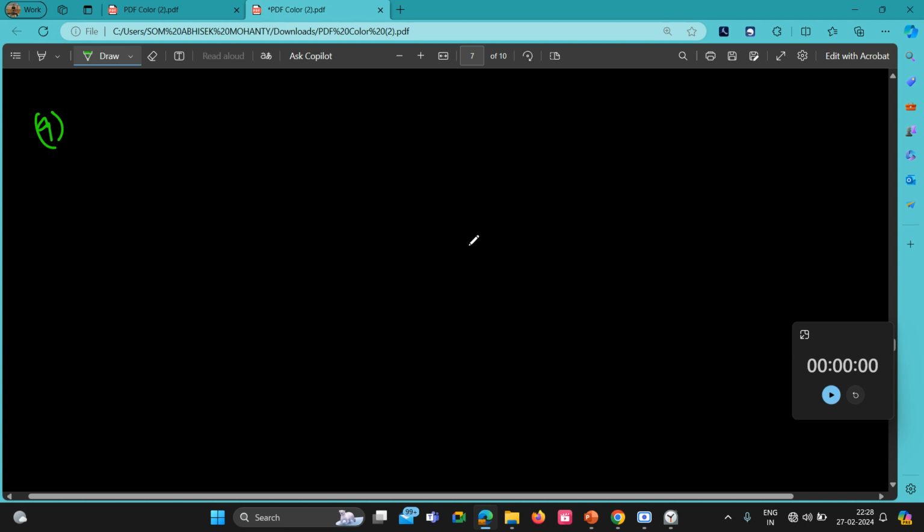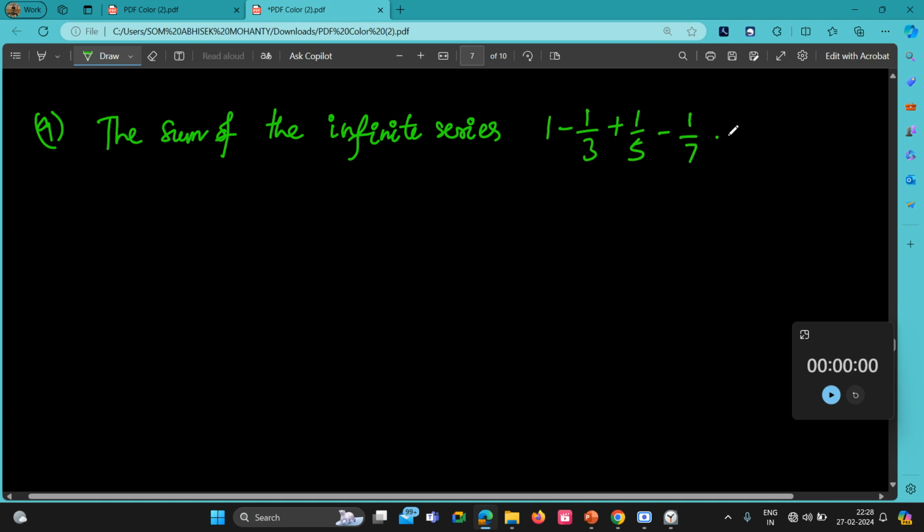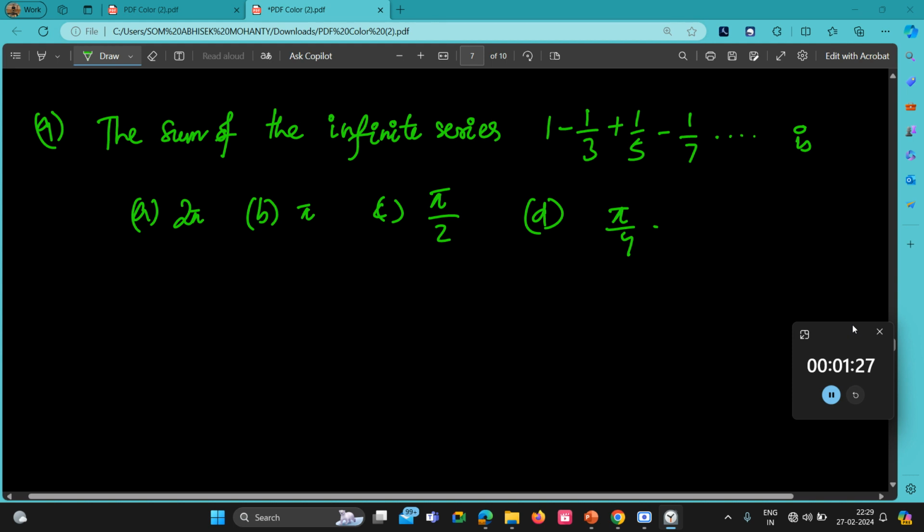Now question number 9: again that series kind of thing, the sum of the infinite series 1 minus 1 by 3 plus 1 by 5 minus 1 by 7 and so on. Option A 2 pi, option B pi, option C pi by 2, option D pi by 4. Right. Again that series kind of thing is given.